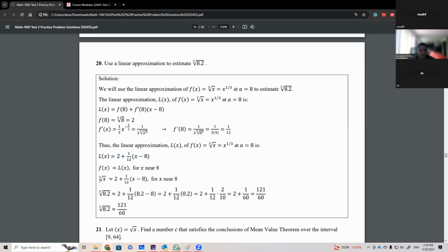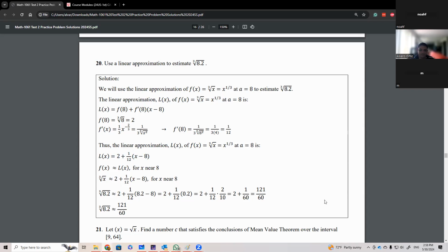And then when I'm approximating, I can say, well, the cube root of x is more or less equal to 2 plus 1/12 times x minus 8. And so now I can actually plug in that 8.2, and whatever this result is going to give me is going to be a very good approximation by the tangent line at that point.